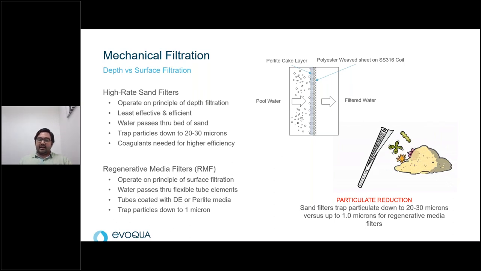Whereas compared to RMF technology, we are operating based on surface filtration. As I mentioned, there are a lot of tubes inside the tank, and the tube is actually coated by perlite media. The water is passing through all this perlite media, then into the tube, then back to the filtration system and back to the pool. This technology allows us to trap down to 1 micron particles.